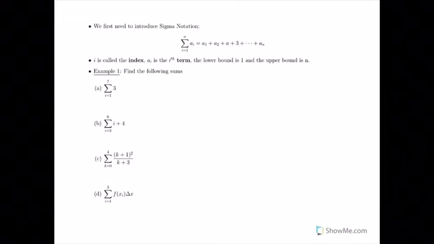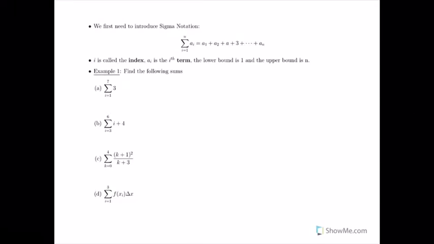Before we start talking about area, we need to introduce something probably new, and that is sigma notation, when we're talking about summing a bunch of terms up. So sigma notation refers to the Greek letter sigma, which is this thing right here, and some terms right here. So this sigma, we have i in there, is called the index. The a sub i is called the ith term of the index. The lower bound of this sum is 1, and the upper bound is n.